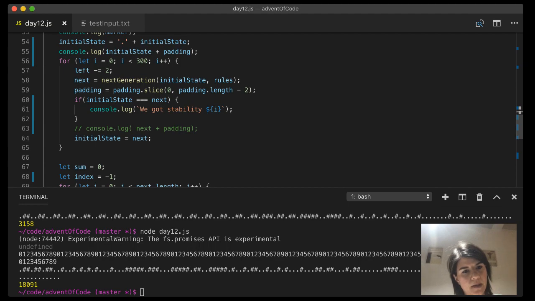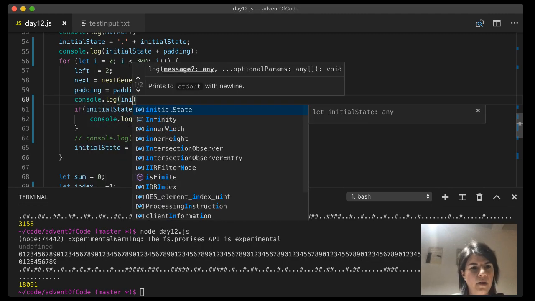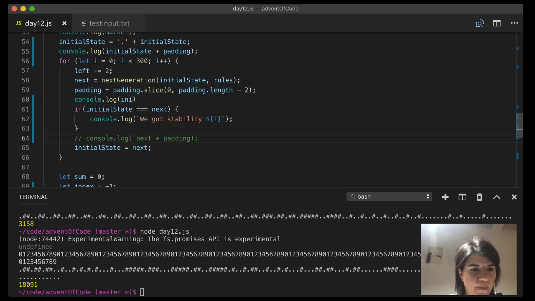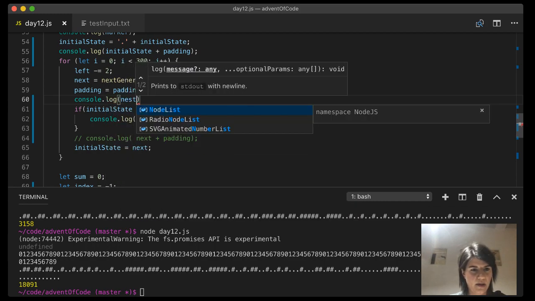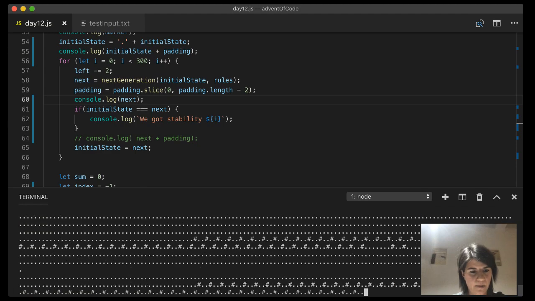Why would they not be the same? Console.log. Oh, because they keep resetting initial state. Gotcha. Yeah. Let me fix this. So, but shouldn't they be identical at some point? So if I do console.log next, because I thought my pattern doesn't change.